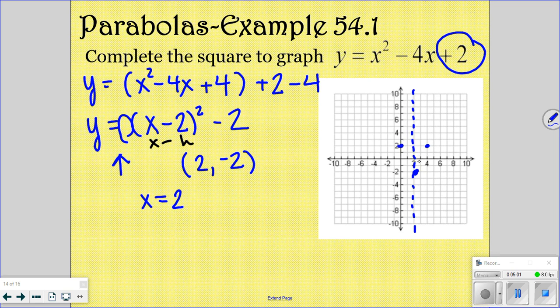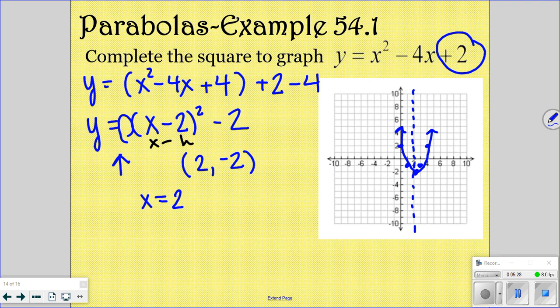I'm going to pick 1. And so if I do 1 minus 2, that's negative 1. Squared is 1. Minus 2 is negative 1. So when I plug in 1, I got negative 1, which is 1 away from my axis of symmetry. So that means it's going to be 1 away on this side. And so that's how it's going to graph. And then there's your graph.